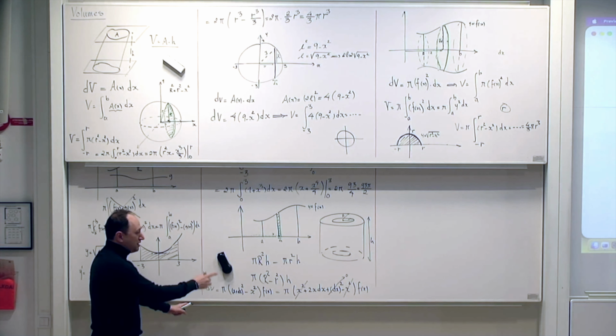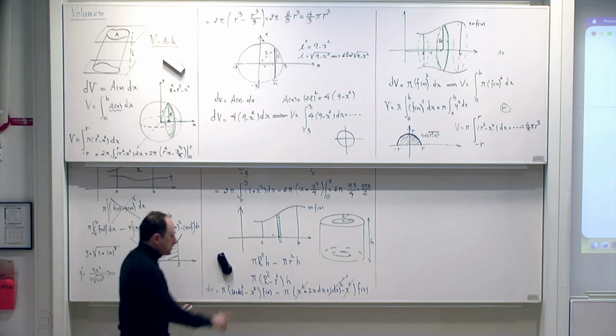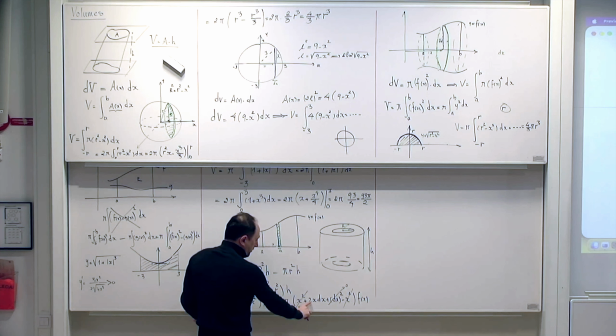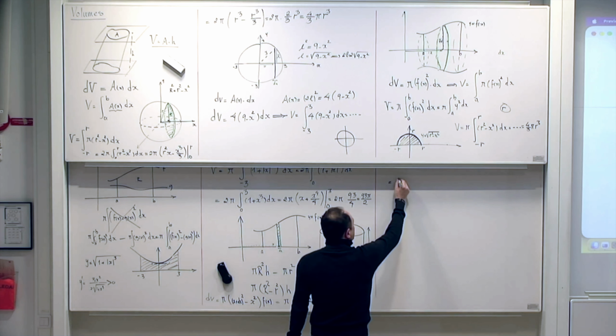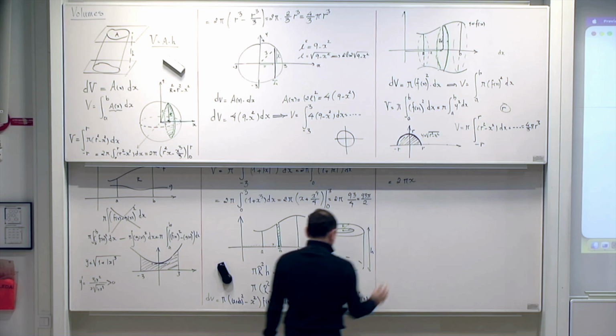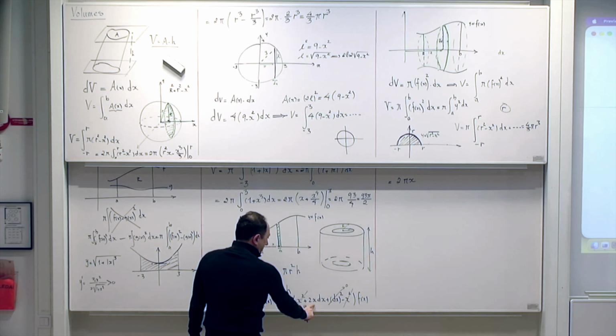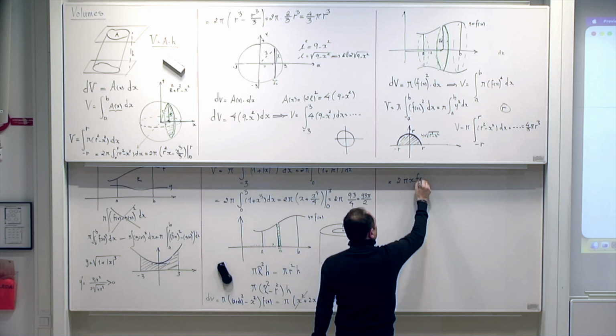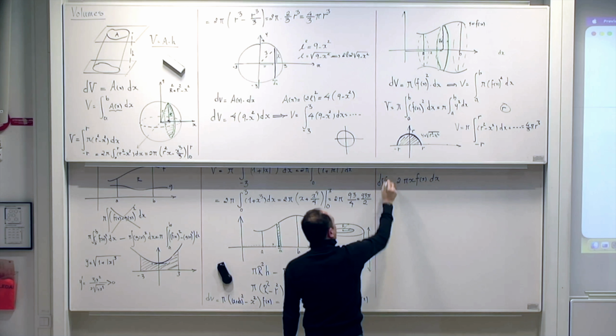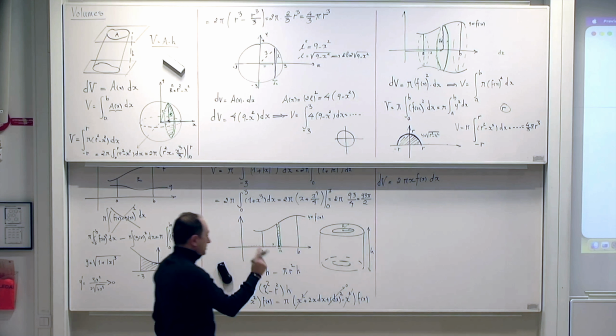This can be understandable after we talk about Taylor expansion. But I just wanted you to understand that. So then what happens? It becomes 2x times pi. So it becomes 2 pi x f of x dx. So this is the volume of that thin cylinder.